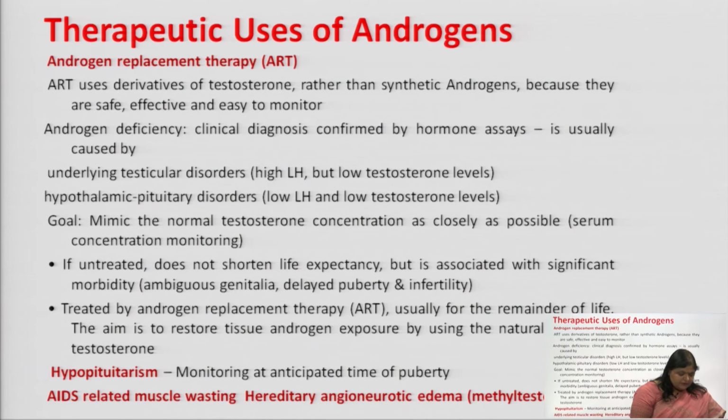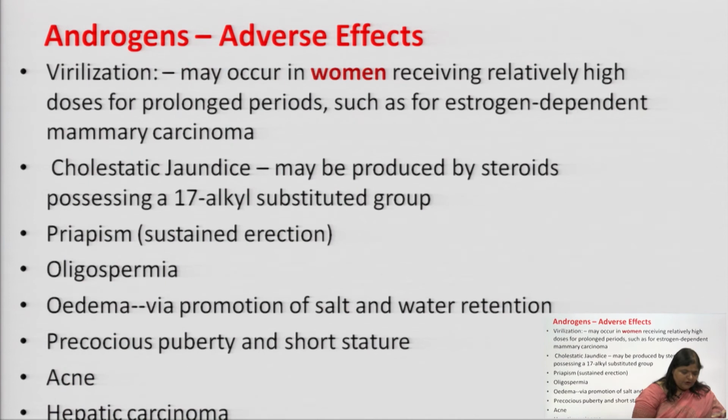Then it is also used in case of hypopituitarism. This is done by maintaining the level of the hormones at the time of puberty. Then it can also be used in case of AIDS related muscle wasting. In that case also these androgens or testosterone can be used.